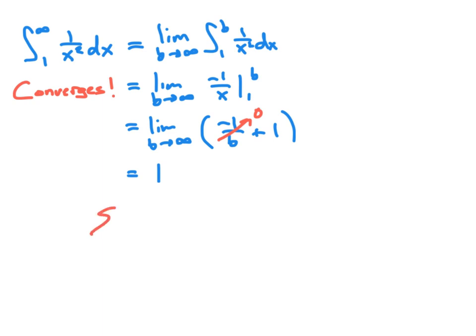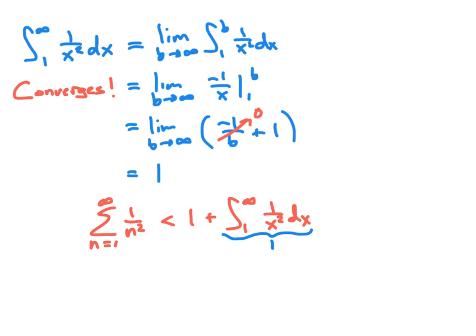We can now relate our original series, n equal 1 to infinity of 1 over n squared, to this improper integral. We previously saw that this sum is going to be less than 1 plus the improper integral from 1 to infinity of 1 over x squared dx. And we just showed that this improper integral is convergent and is equal to 1. And so this shows that our summation from n equal 1 to infinity of 1 over n squared is less than 2. It should also be obvious that this sum is greater than 0.